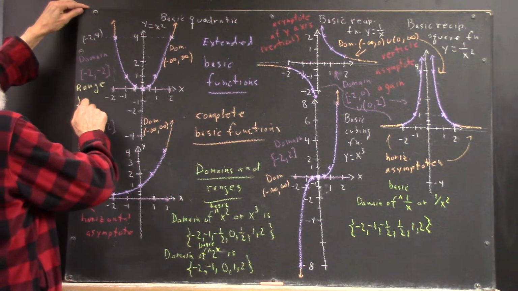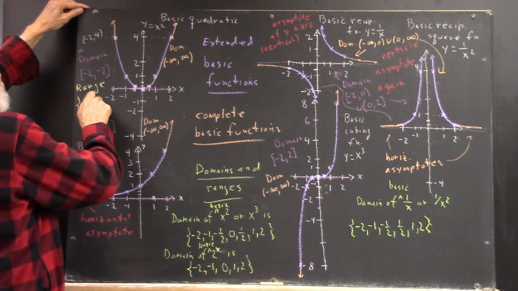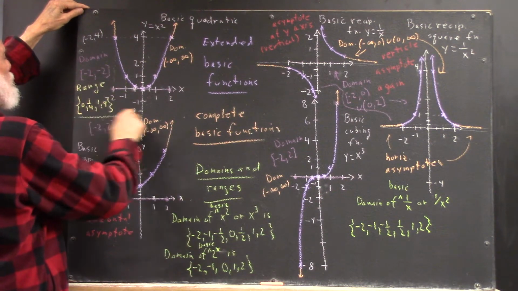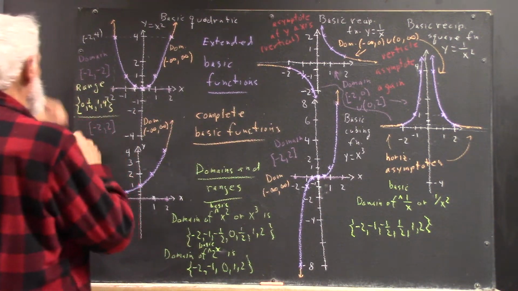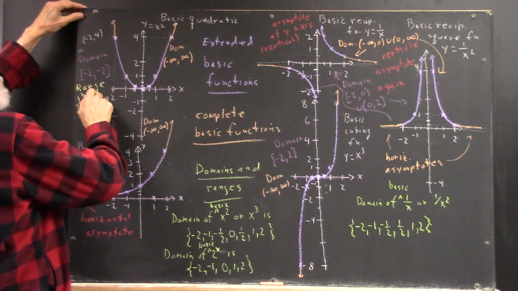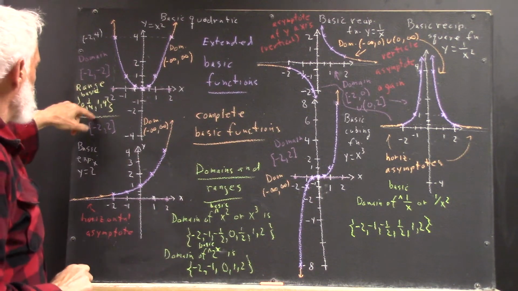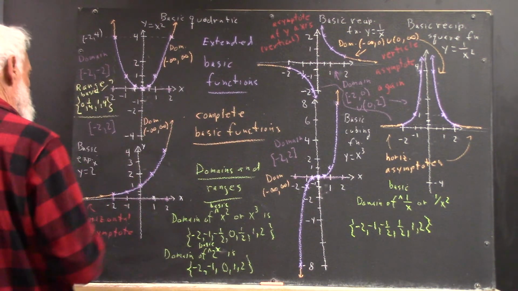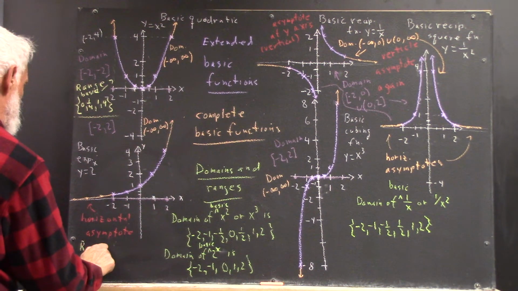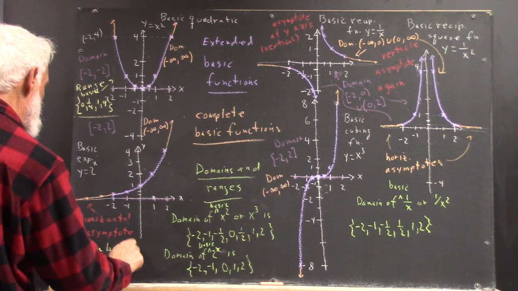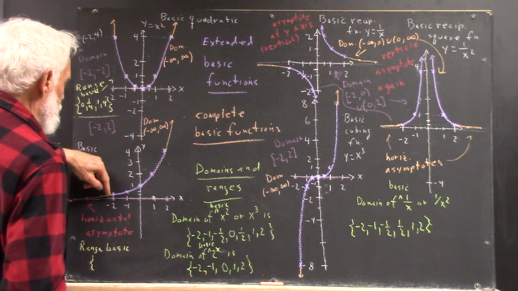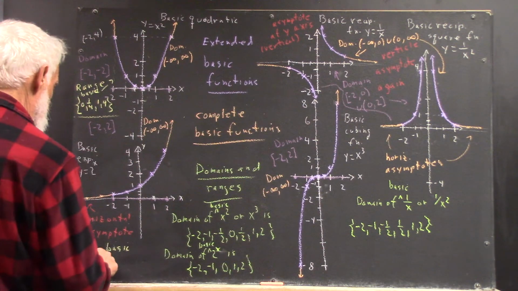This is a set. So the range is 0, 1/4, 1, and 4. Now that's a range. I'll put the word basic in here. Range of the basic function here is this. Range of the basic function here, from -2 to 2, you have 1/4, 1/2, 1, 2, and 4.